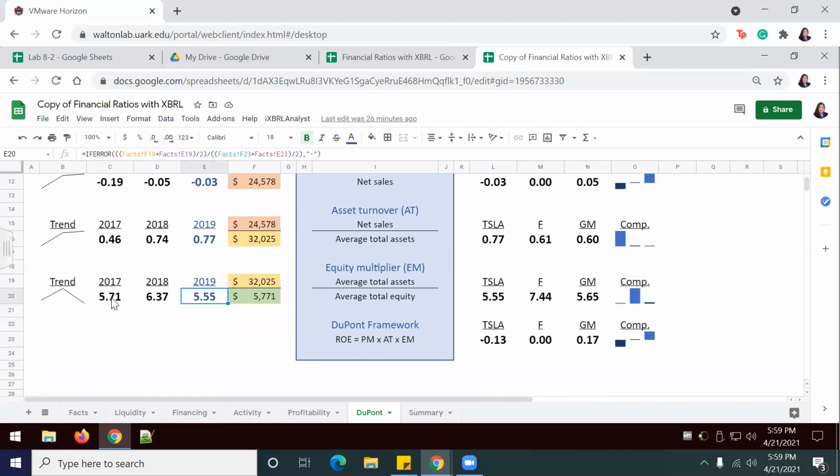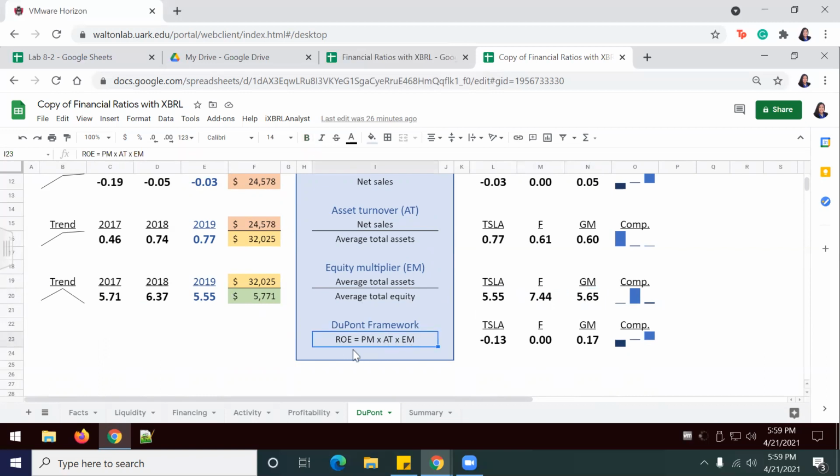So equity multiplier, we have assets over equity. Ooh, that's interesting actually. It looks like they did well in 2018, and their numbers are going down again. So not sure what happened there, but when we're doing a market comparison, we see that Ford is definitely better off. That means their assets are beating their equity by quite a few.